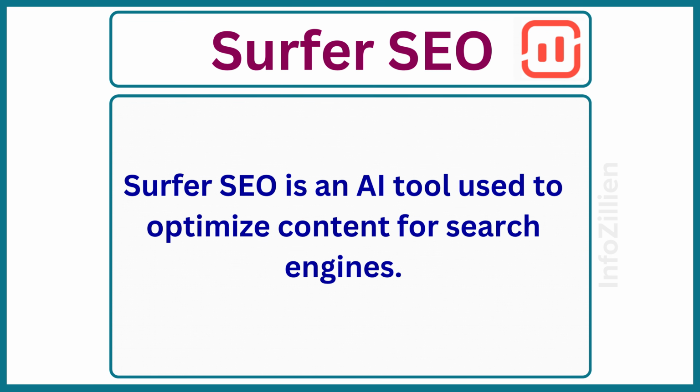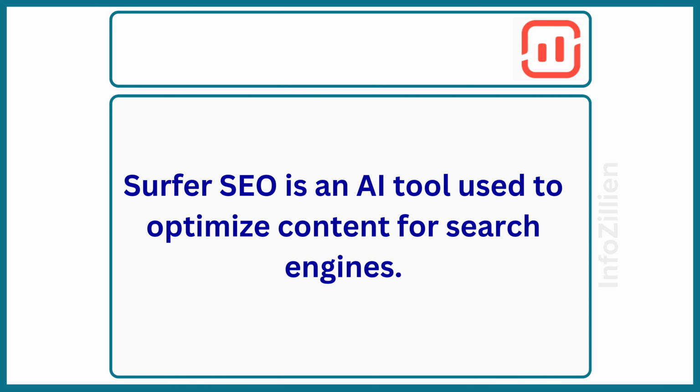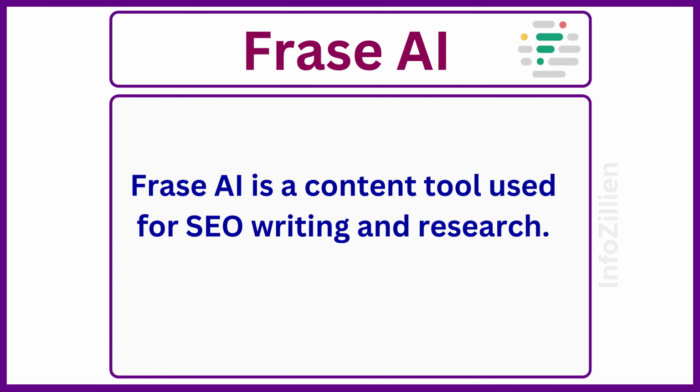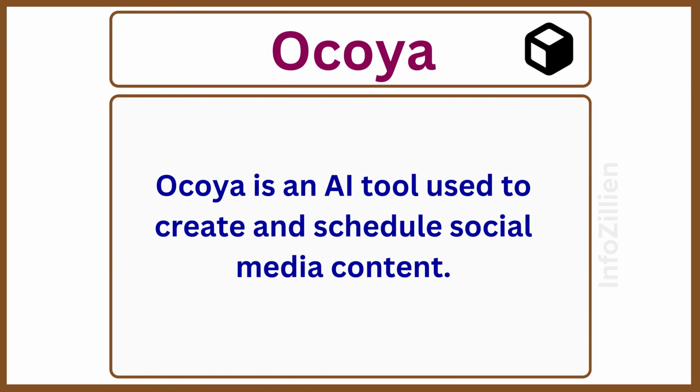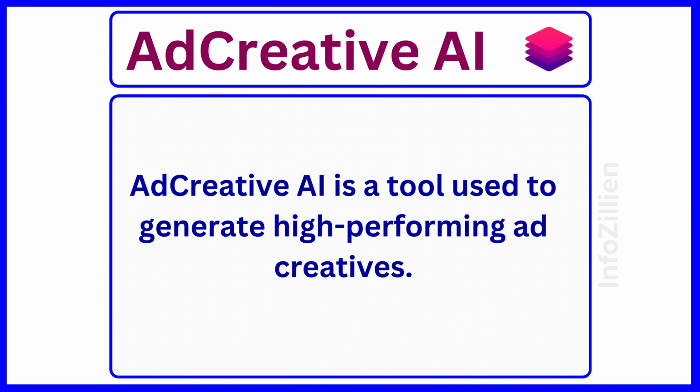Surfer SEO is an AI tool used to optimize content for search engines. Phrase AI is a content tool used for SEO writing and research. Okoya is an AI tool used to create and schedule social media content. Ad Creative AI is a tool used to generate high-performing ad creatives.